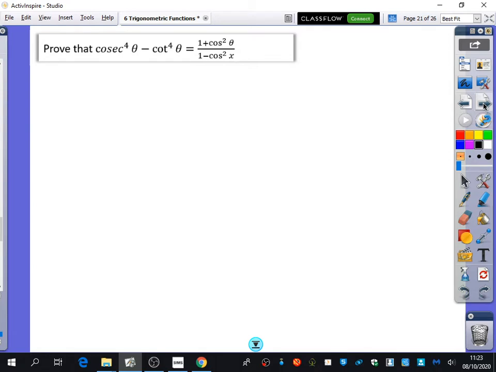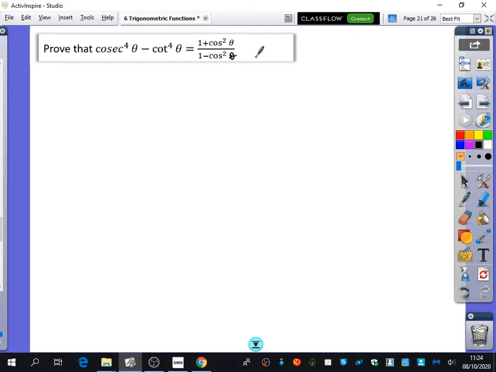So we are going to try and prove that cosec to the power of 4 theta minus cot to the power of 4 theta is 1 plus cos squared theta over 1 minus cos squared, whoops, that shouldn't say x. That should say theta. So can you just change that in your printout so that it says theta rather than x there, okay?